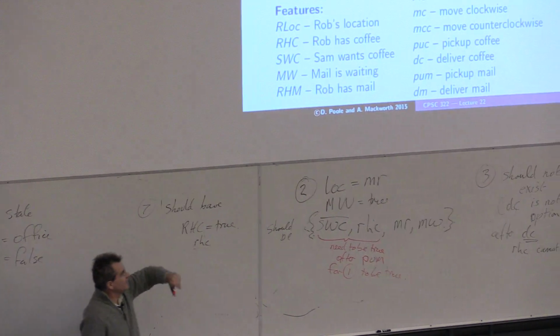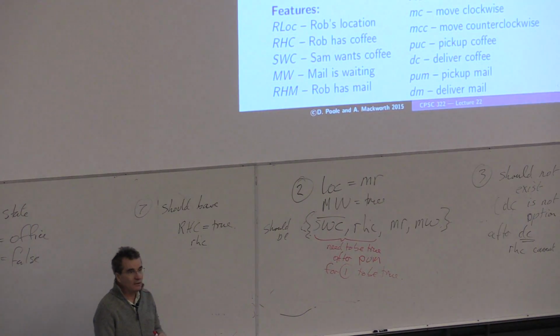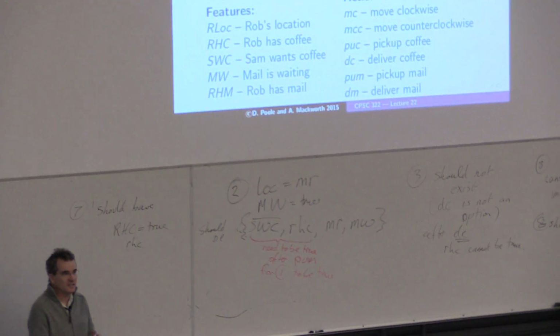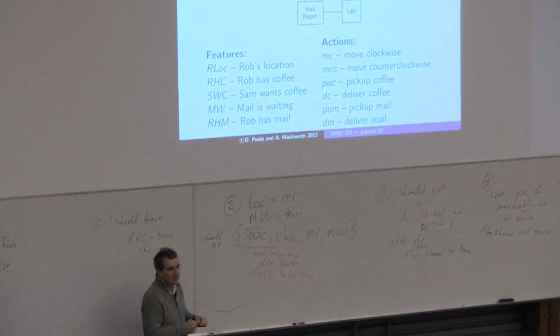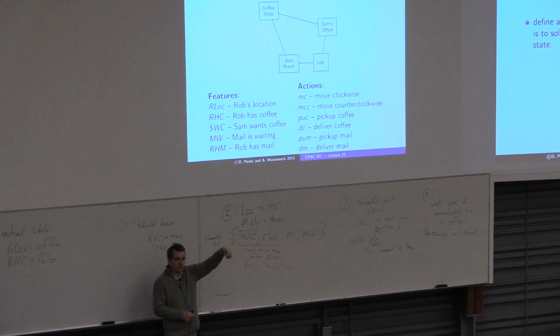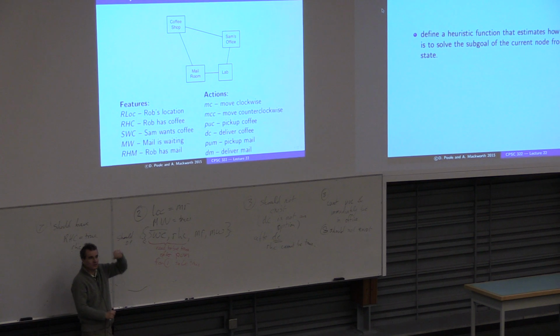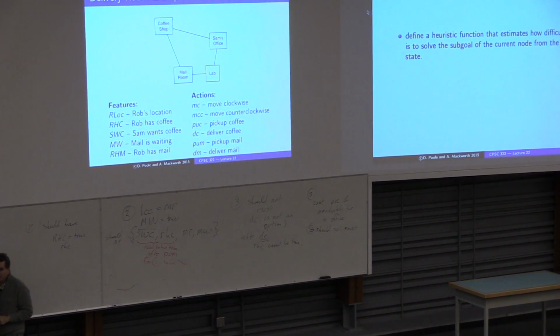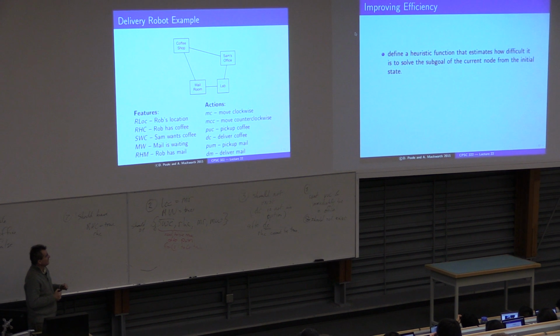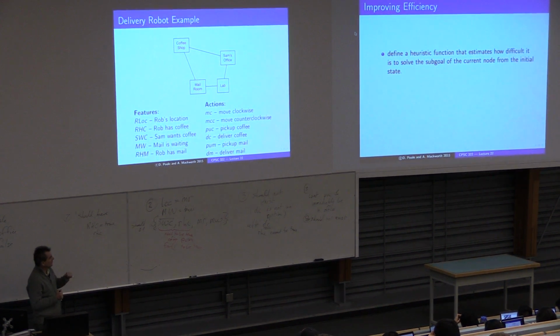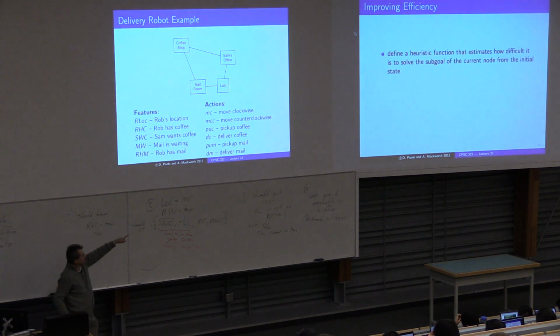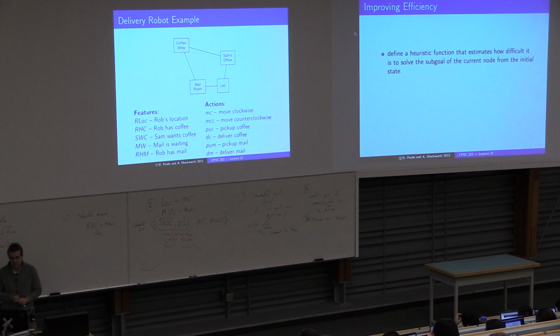Then what we can do is define heuristic functions. The heuristic function is now an estimate of how easy it is to solve that goal. Not an estimate of getting to the goal, but of how easy it is to solve the goal from our initial state. So the heuristic function estimates how difficult it is to solve the sub-goal that the current node represents, from the initial state. So that's what the heuristic function is.